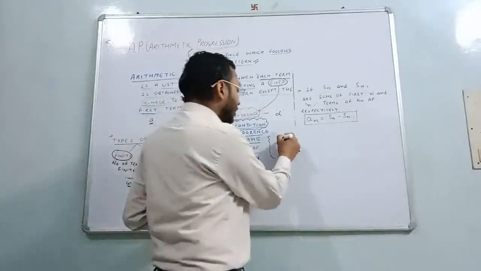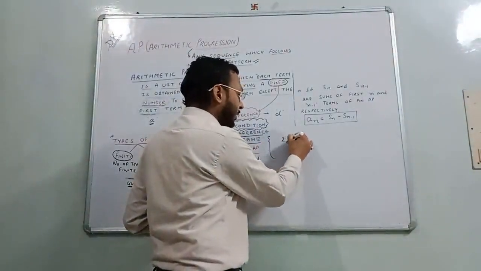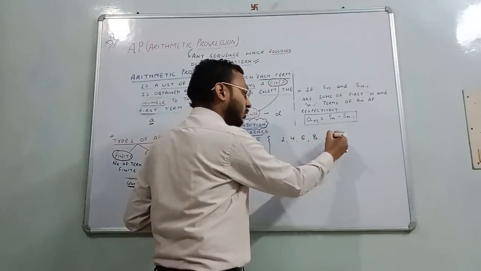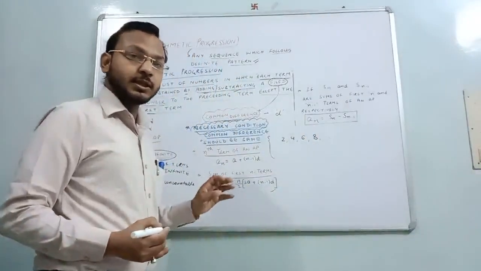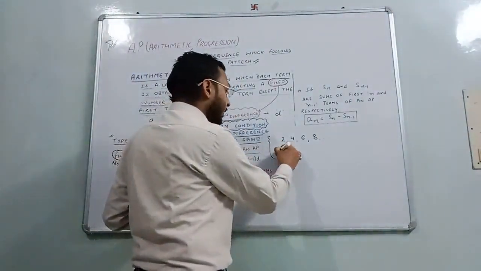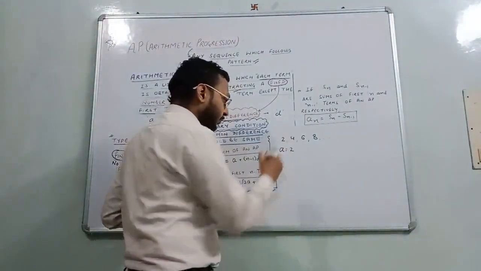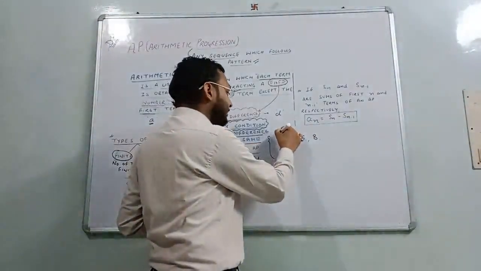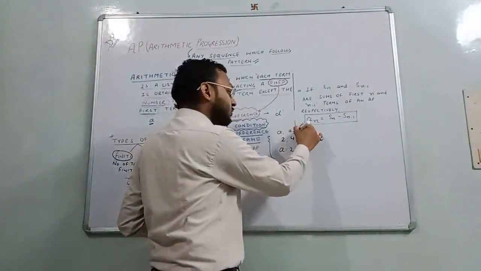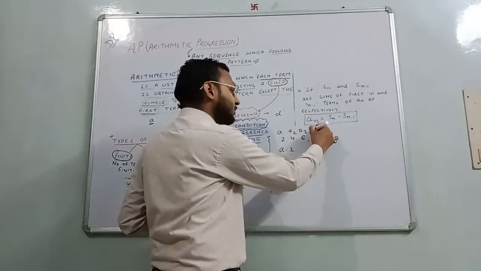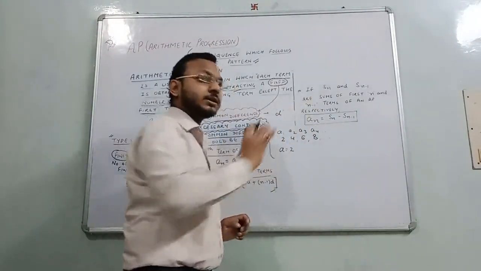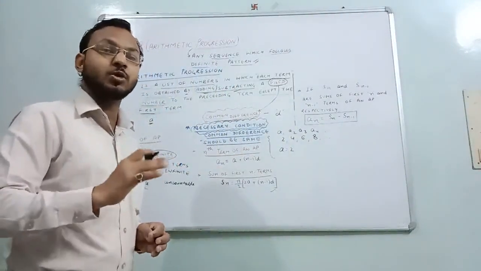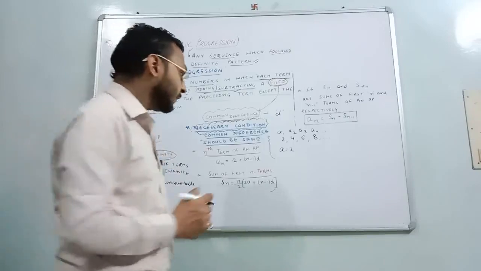What does it mean? For example, I am having a series 2, 4, 6, 8 and so on. In this series, a equals 2 because this is the very first term. You can see this is a1, this is a2, the second term, this is a3, this is a4. These are the terms, because generally terms are represented by a1, a2, a3 and so on.